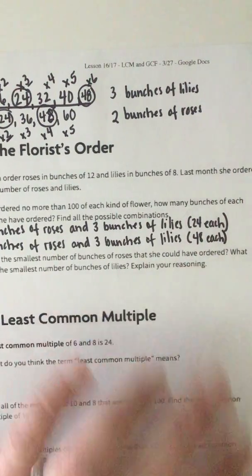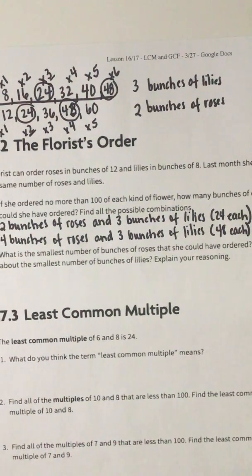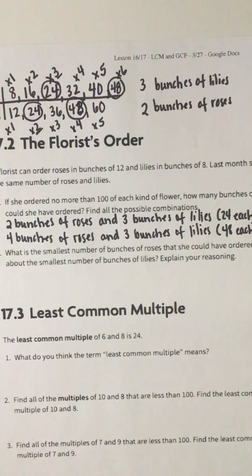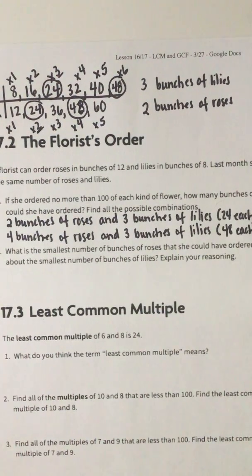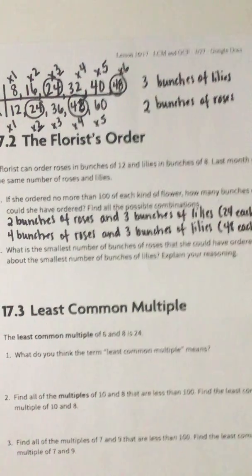And then the last one, I do not have enough room to write, but just so you guys know, there are 2 more, because remember, they have up to 100, so they have to keep going until they either get to 100 or they surpass 100. So the next one would be 6 bunches of roses and 9 bunches of lilies, which would be 72 each. And then the last one would be 8 bunches of roses and 12 bunches of lilies, which is 96.